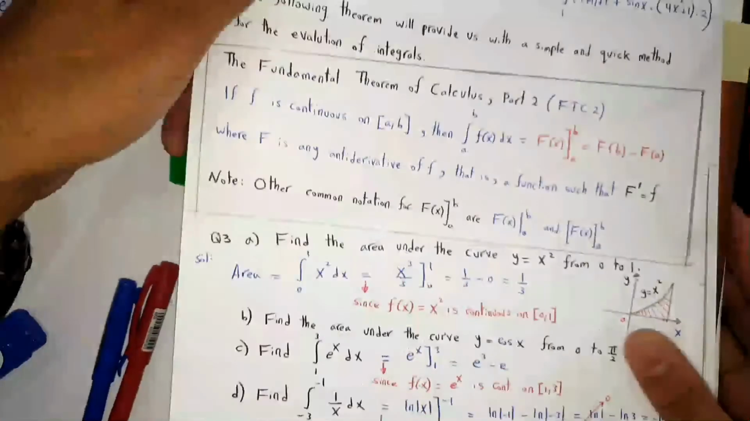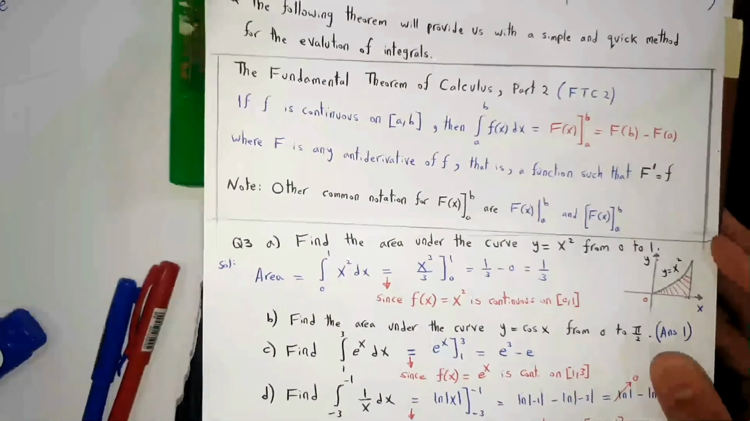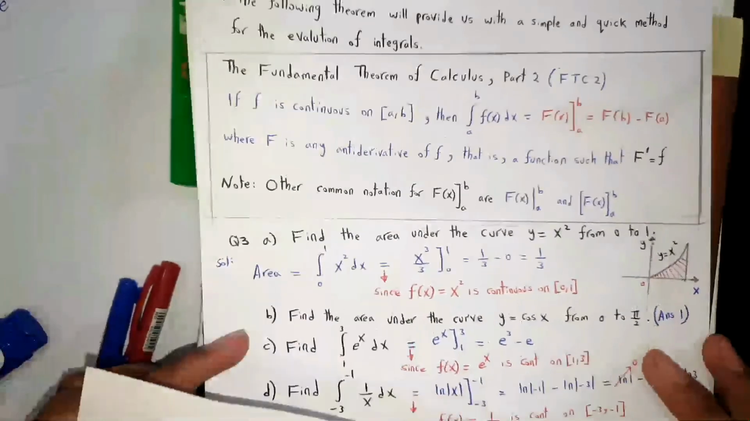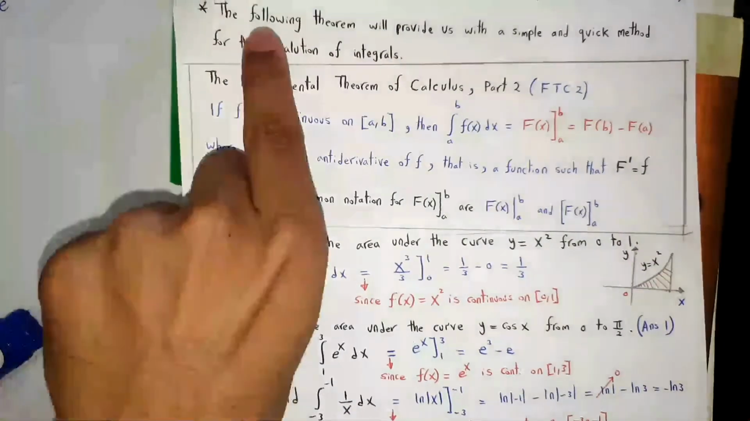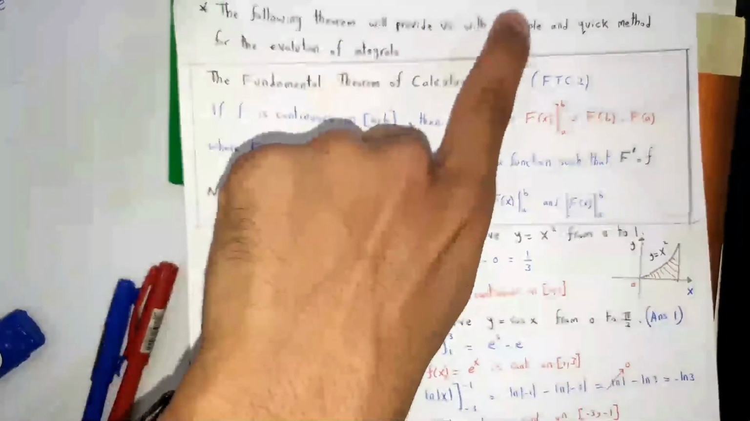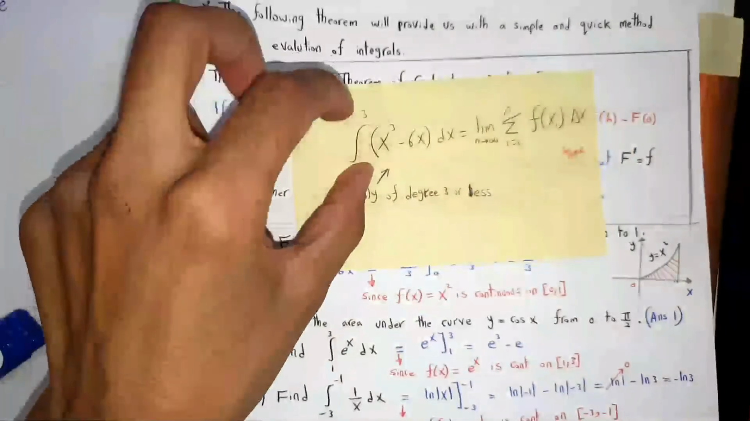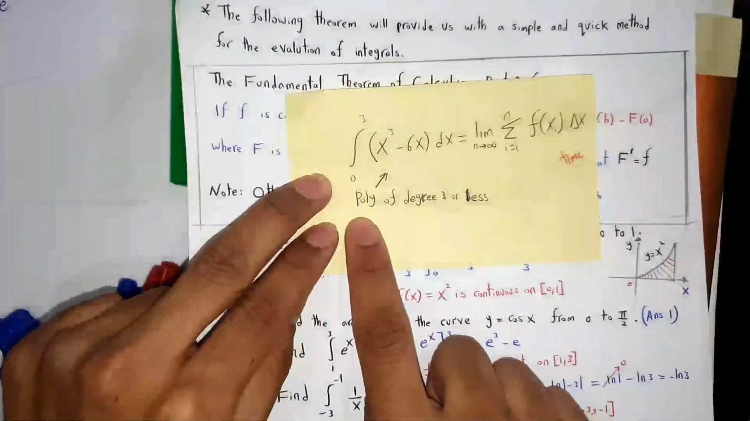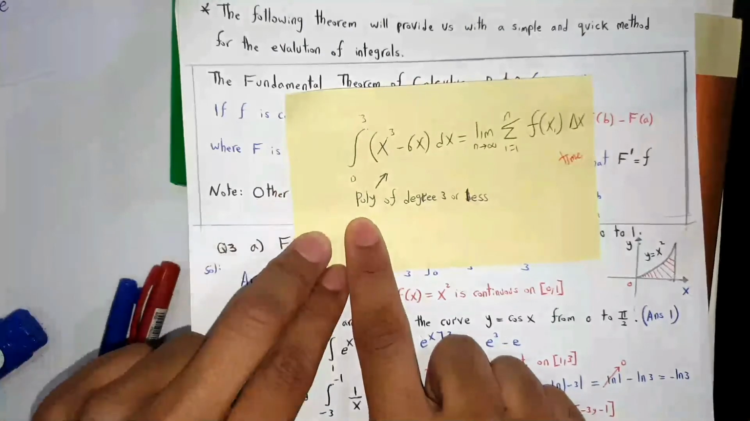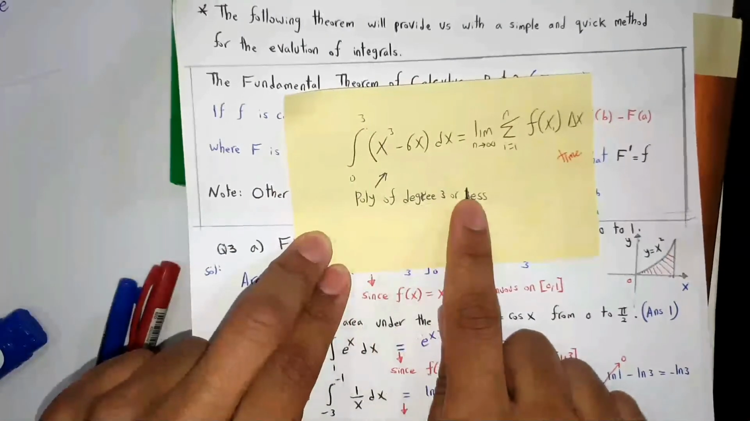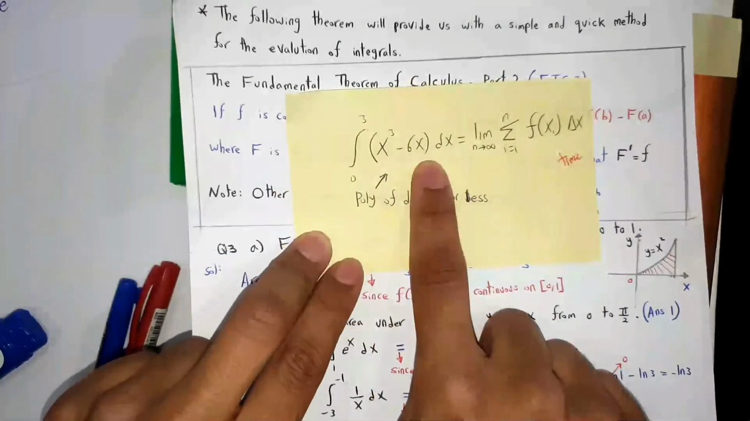Okay, good. Now we will see the fundamental theorem of calculus part 2. Before we start this theorem, let us read together. The following theorem will provide us with a simple and quick method for the evaluation of integrals. Remember, in section 5.2, we were able to integrate specific types of functions, that is, polynomials of degree 3 or less. For example, this function.